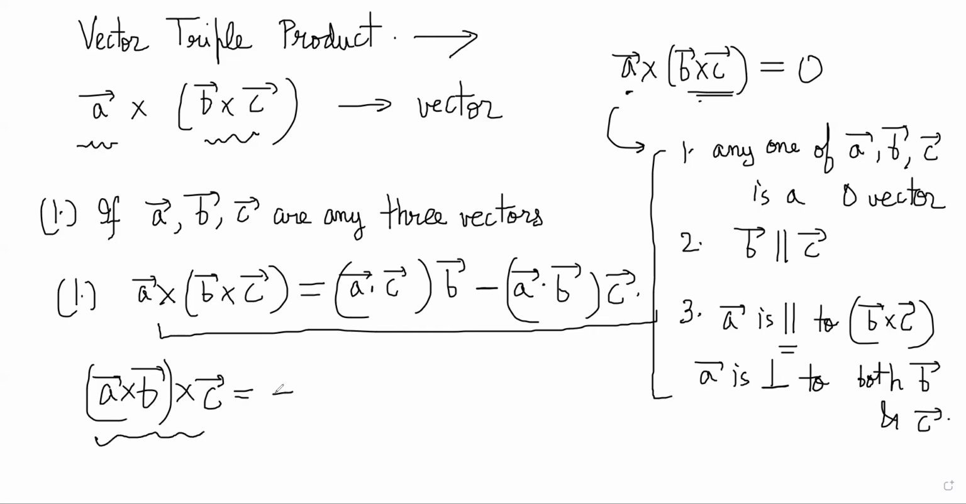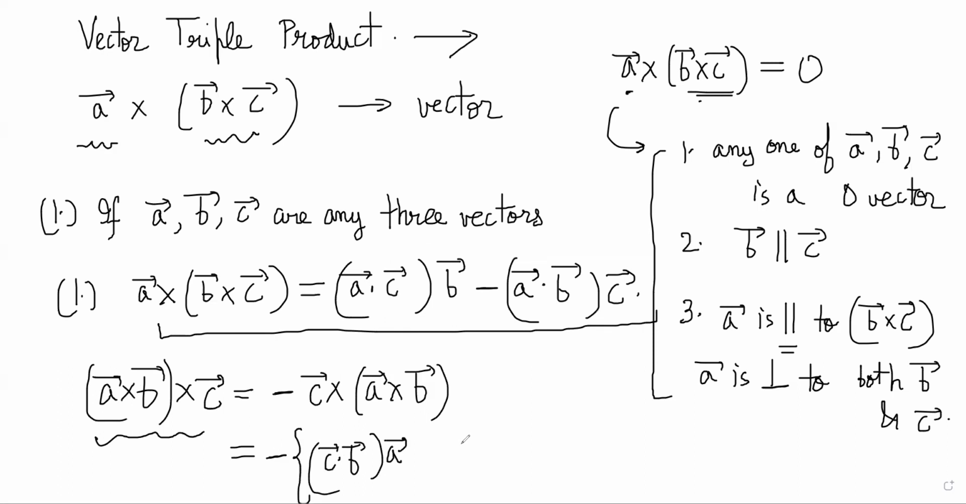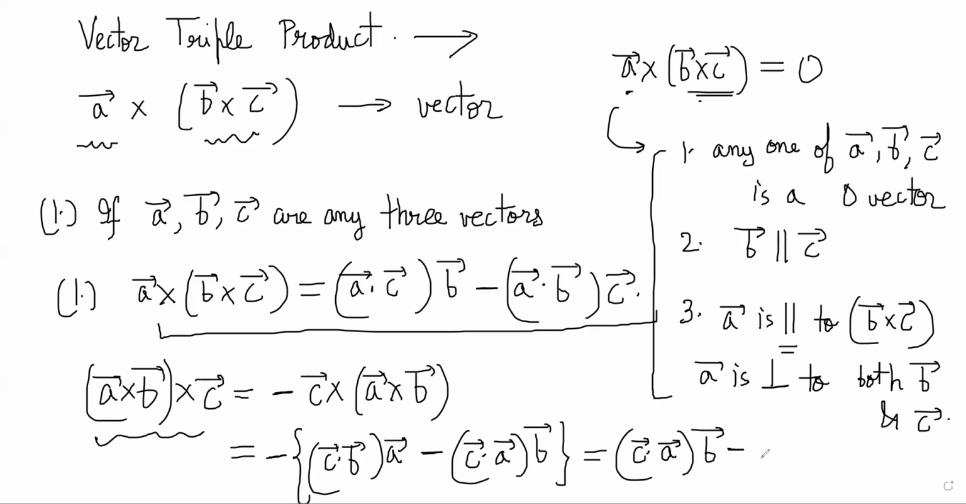This can be written as minus of C cross A cross B. And then you can write it as minus of C dot B A minus C dot A B. And that becomes basically C dot A B minus C dot B A, which is your result for this case. But I don't try to remember that. We just get it from the basic formula for simplification, which is this. You need to remember this.